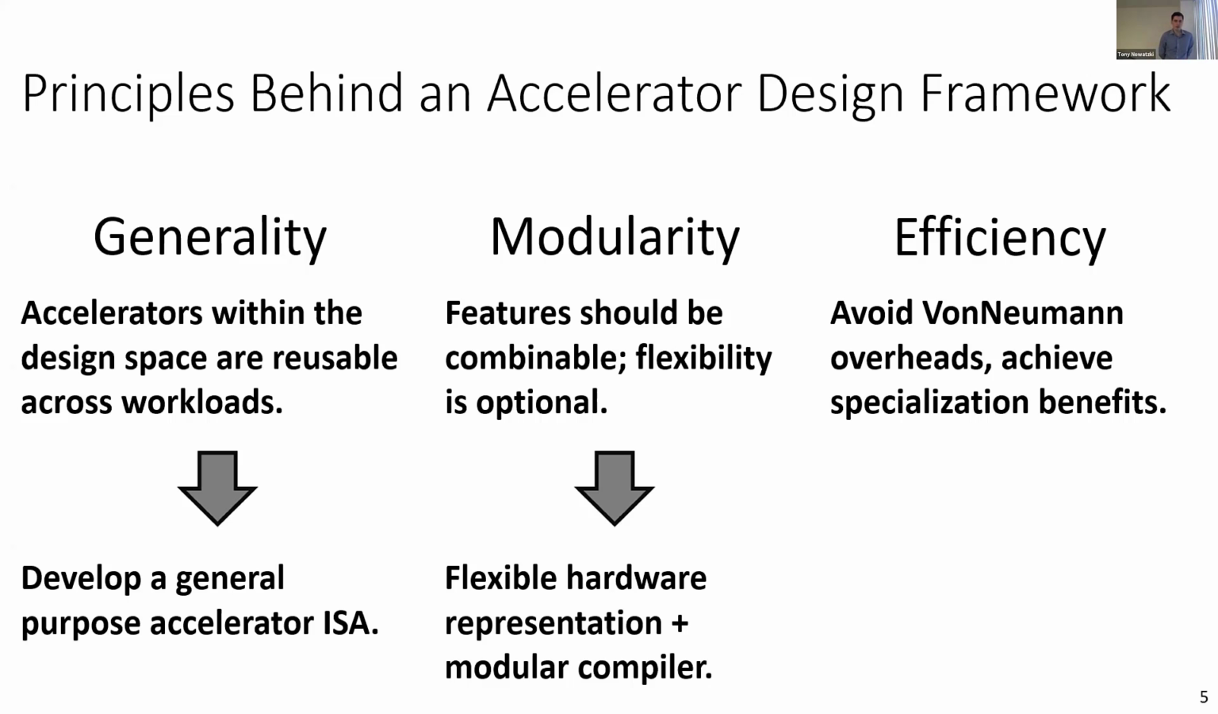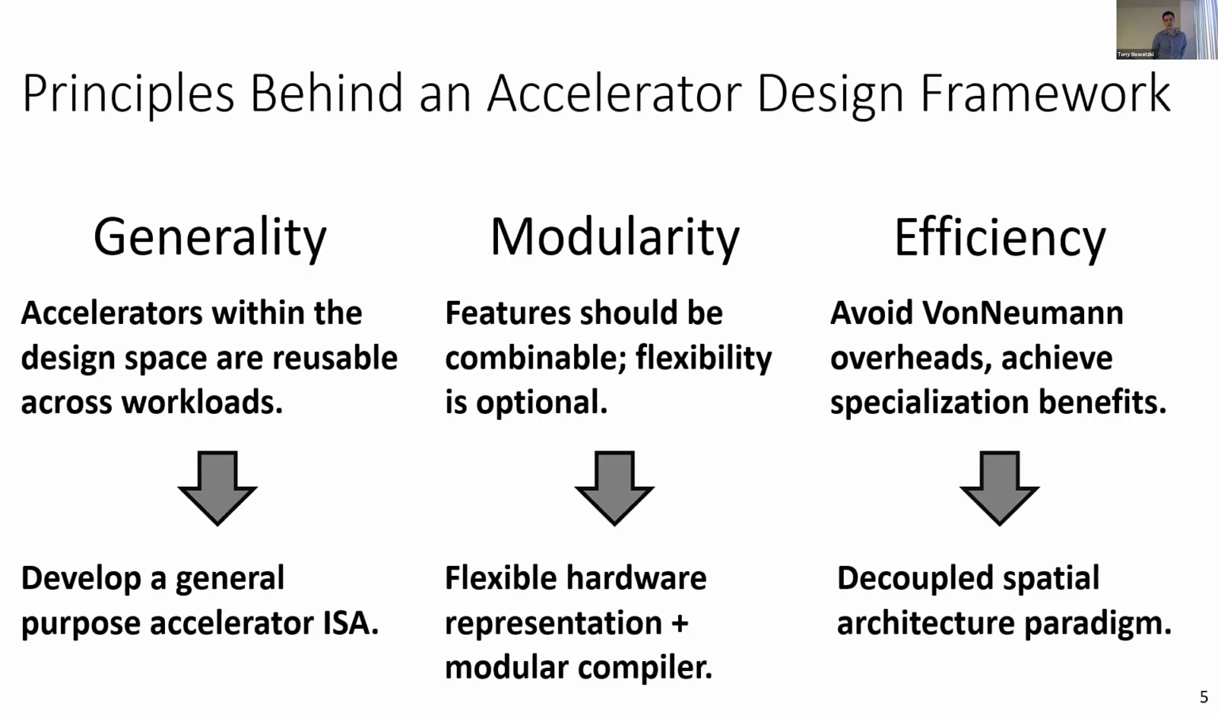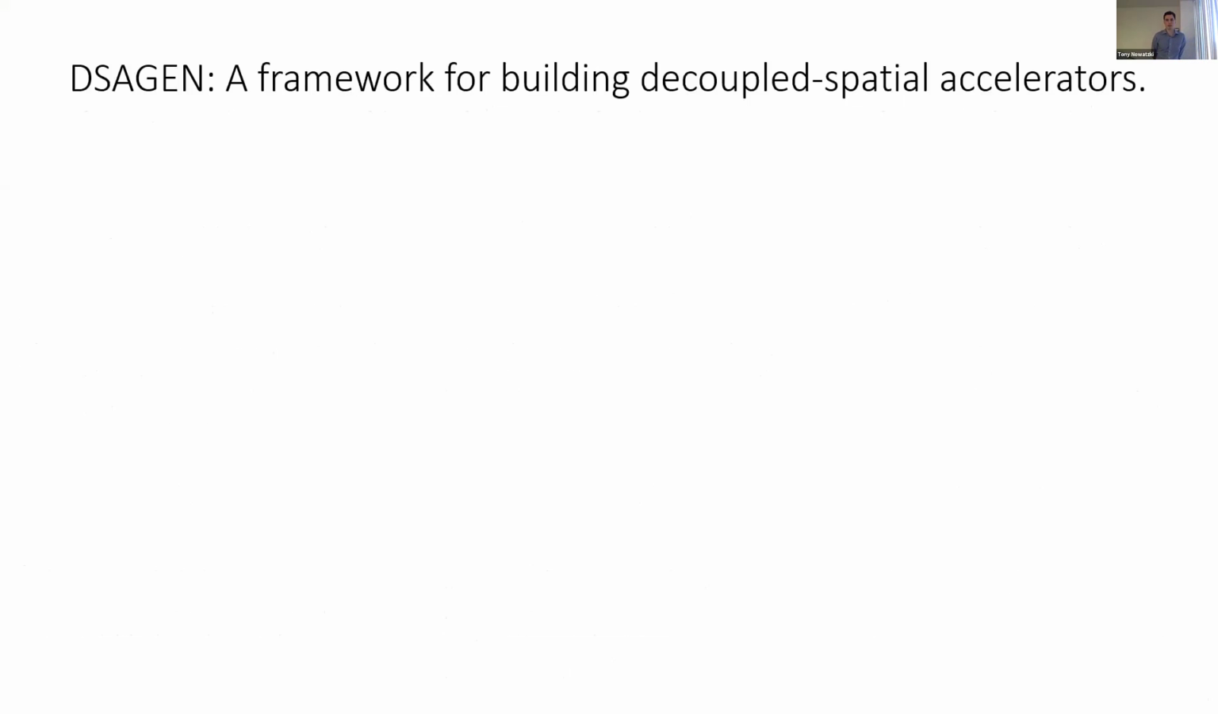And then finally, of course, you want efficiency. You want to achieve the benefits of specialization and avoid von Neumann overheads. And to do this, we're limiting the design space exploration to a set of architectures that are known to be fairly efficient, what we refer to as decoupled spatial architectures. And I'll tell you what that means in a moment. Okay, so at a really high level, our framework looks something like this.